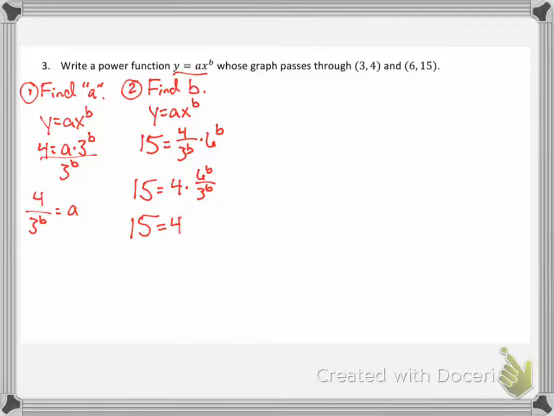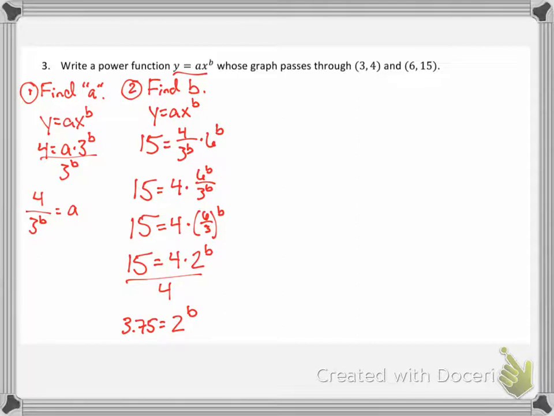Now I can rewrite this as 6 over 3 to the B, rather than 6 to the B over 3 to the B. Again, if it can reduce, reduce it. So we'll reduce this down to 2 to the B power. Now we'll go ahead and divide away the 4. So that will give me 15 over 4, which again, if you want to leave that as a fraction, fine. I'm going to go ahead and write it as a decimal here, 3.75 equals 2 to the B power.